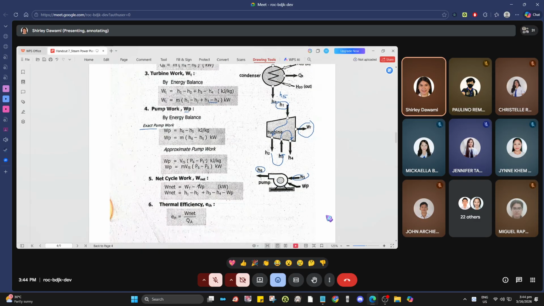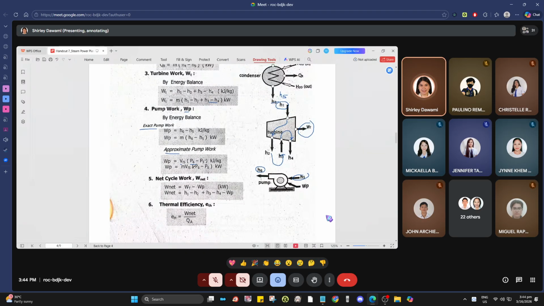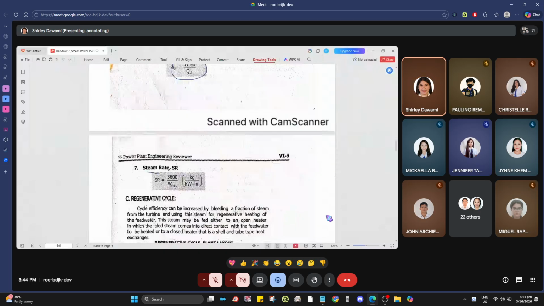For the pump work, the exact is equal to H6 minus H5. The approximate, in terms of pressure, is volume times P6 minus P5. For the net cycle work, that is turbine work minus pump work, where turbine work is equal to H1 minus H2 plus H3 minus H4, minus the pump work, exact or approximate. For the thermal efficiency, that is net work over QA. Steam rate is the same, 3,600 divided by the net work.